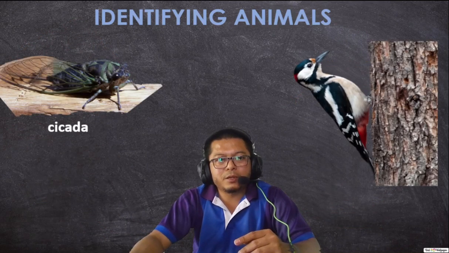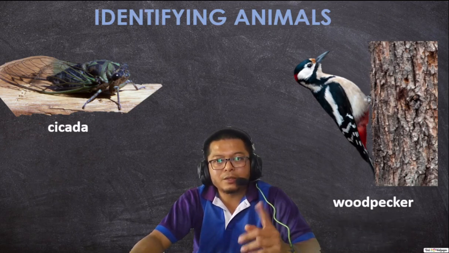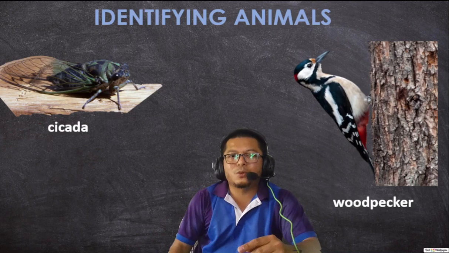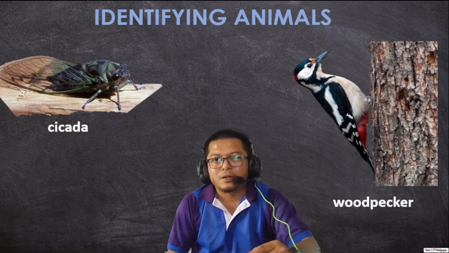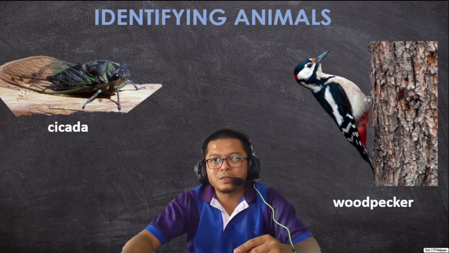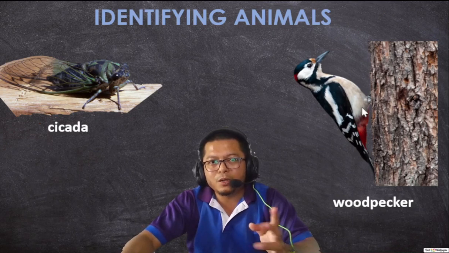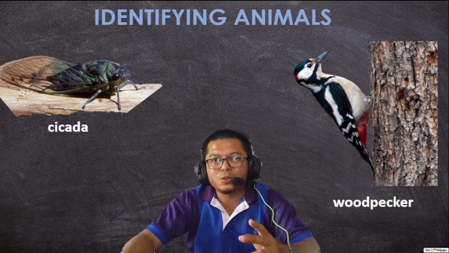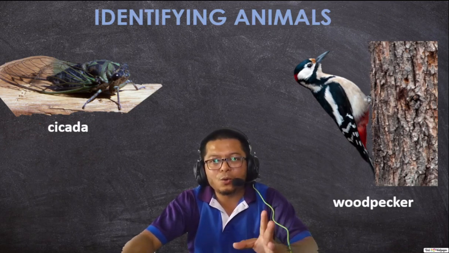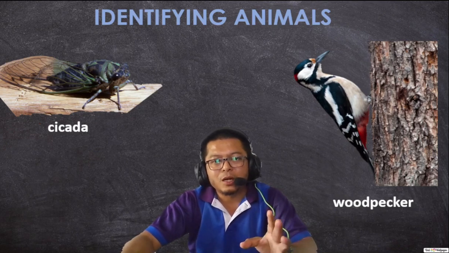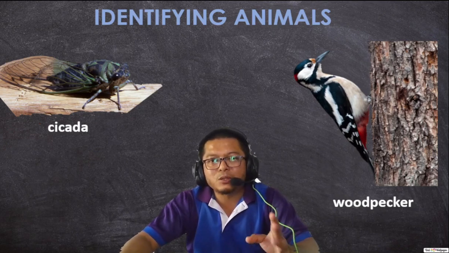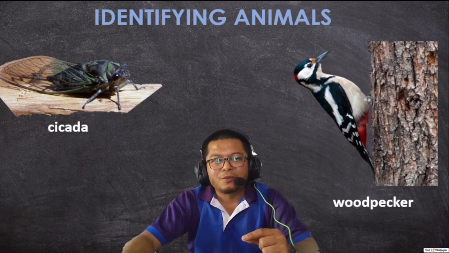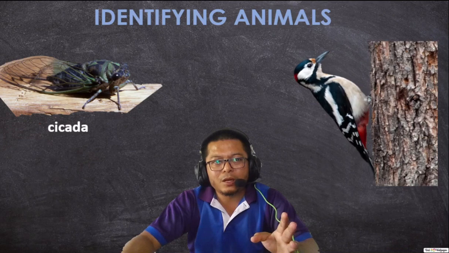Okay, next would be a cicada, and the last one, I believe this is the last one, woodpecker. Woodpecker, the bird that pecks on wood. Now we would learn about this more. Why does the woodpecker peck on wood? And we shall group all these animals into different types of groups next week. For this week, these are the animals that we have learned.